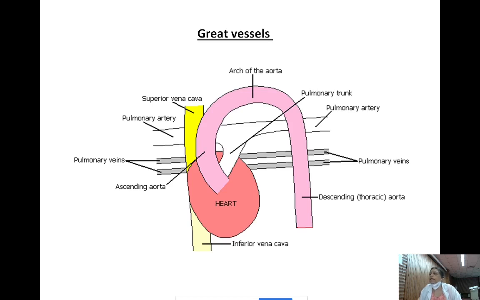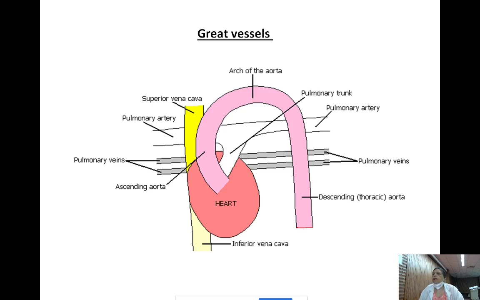Okay, so what are the great vessels? The great vessels, as you have told, are the aorta, the pulmonary trunk, the superior vena cava, the inferior vena cava, and also the pulmonary veins. The pulmonary veins, though they are not very large in size, are larger than the other veins, that is the veins which are present in our body. So these are the great vessels.